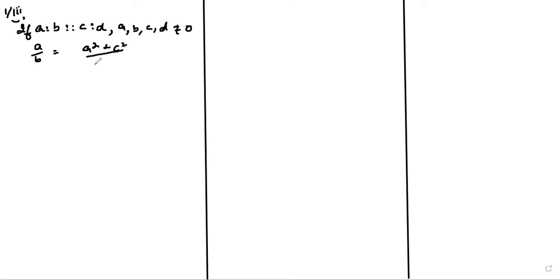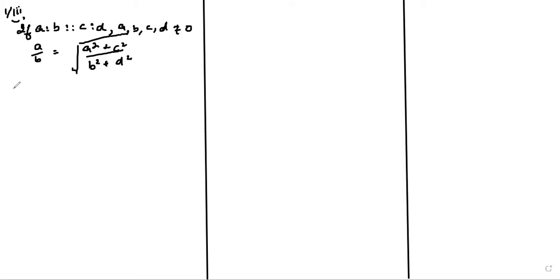Question number 1, part 3. Question is this, that if A, B, C and D are in proportion, where none of A, B, C and D equals 0, then prove that A over B equals the square root of A square plus C square divided by B square plus D square.